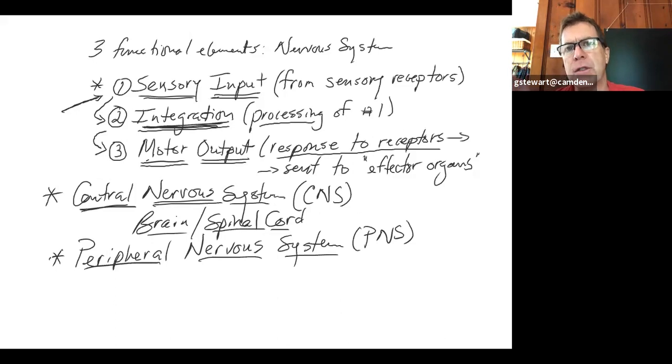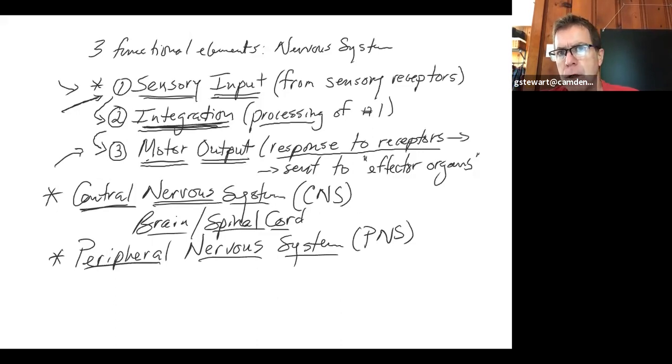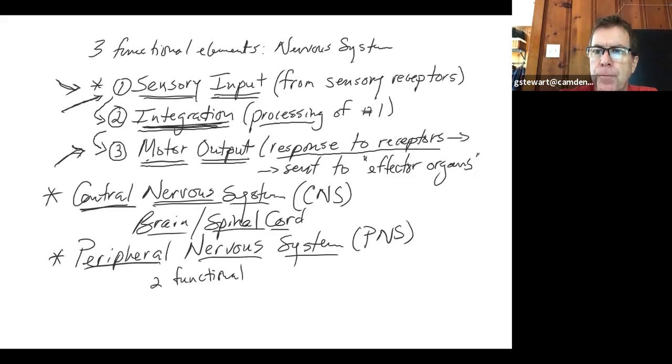So the peripheral nervous system is basically the sensory input and the motor output. That's what the peripheral nervous system uses to accomplish the task of number 1 and number 3. There are two major subdivisions of the peripheral nervous system, and they are functional subdivisions. And if you look up at number 1, 2, and 3, that's what I'm referring to, numbers 1 and 3.